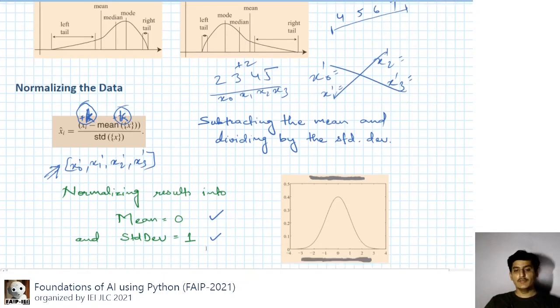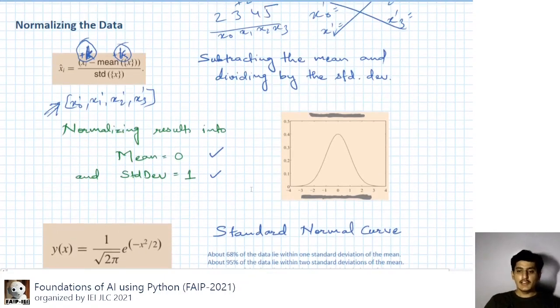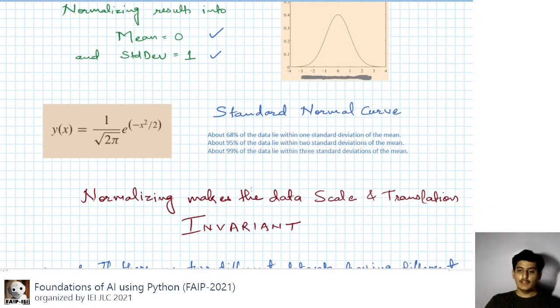Okay, and that is why we normalize our data, so that if there is any scale related or translation related variance or discrepancy within the different elements of a data set, it gets removed. So after normalizing the data, we can use it while being very sure that the scale and translation variations, if any, will be neutralized.